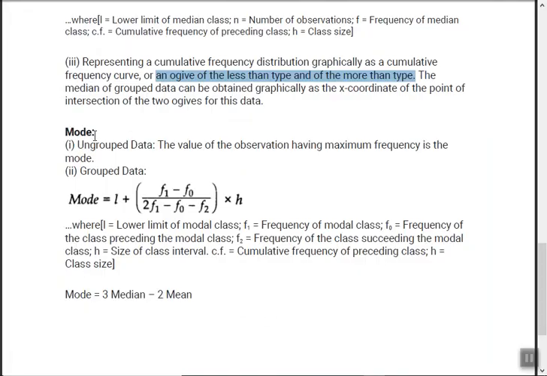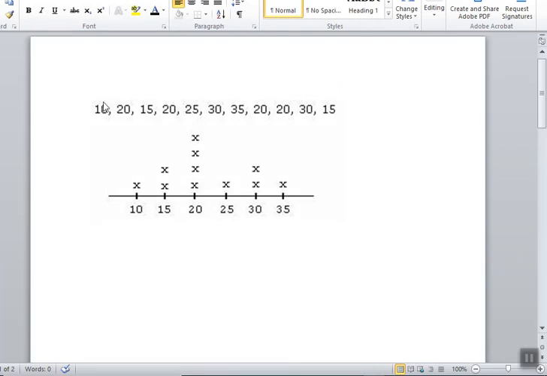Now mode. Again two things, ungrouped and grouped. Ungrouped, basically what is a mode? Anybody knows? The mode is the value of the observation having maximum frequency. Maximum frequency, that's mode. See, you'll understand it better through this example. This is ungrouped data, means there is no class interval. So 10, 20, and so on. What is the mode of this? Mode means the value which comes the maximum number of times.